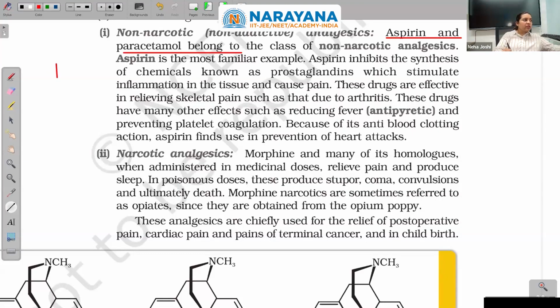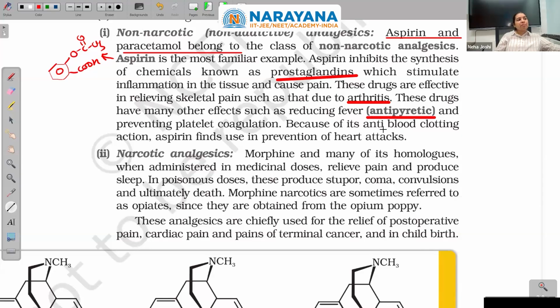Aspirin, you have to remember the structure of aspirin. Aspirin is acetyl salicylic acid. This is aspirin. Acetyl salicylic acid is the most familiar example. Aspirin inhibits the synthesis of chemicals known as prostaglandins, which stimulate inflammation in the tissue and cause pain. These drugs are effective in relieving skeletal pain, such as that due to arthritis, very severe pain. These drugs have many other effects, such as reducing fever.